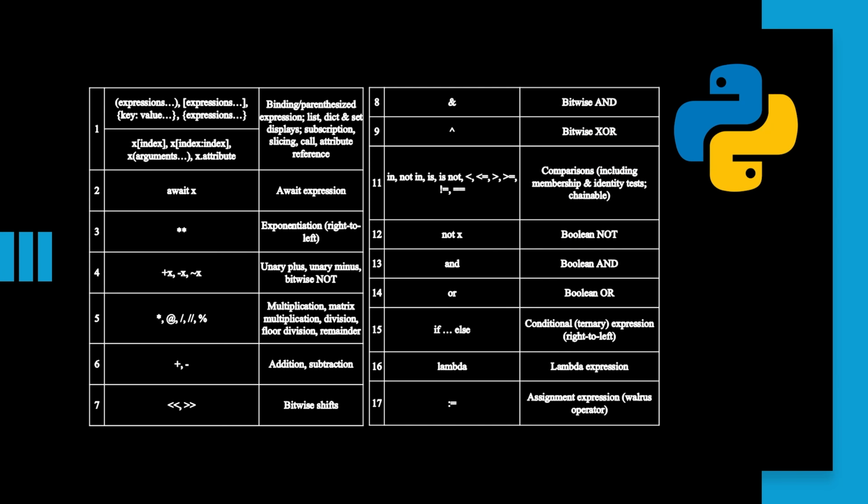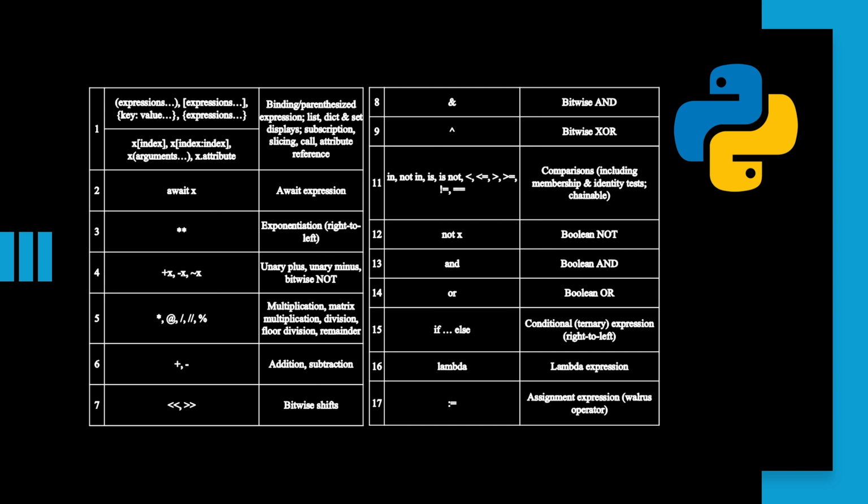So, what exactly is operator precedence? In Python, when you write an expression with multiple operators like addition, multiplication, or comparisons, the computer needs to know which operation to perform first. Operator precedence is the set of rules that determines this order.